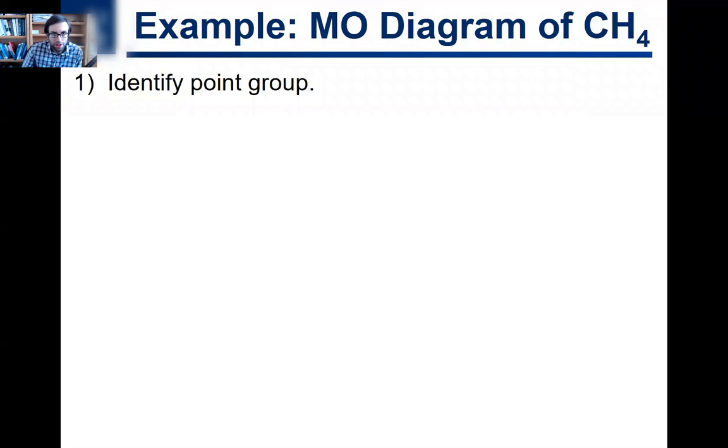So let's do the molecular orbital diagram for methane. As always, we're going to identify the point group. I think you know this off the top of your head, that this is tetrahedral, Td.